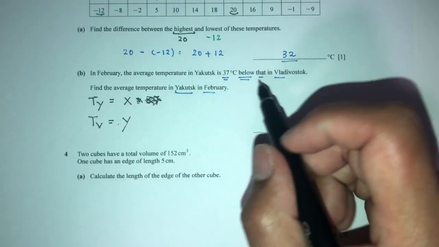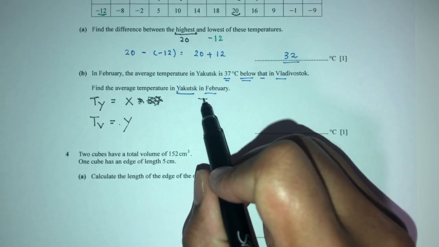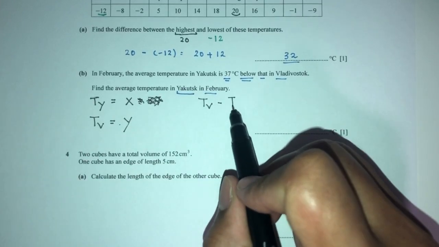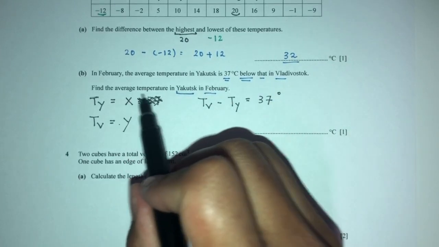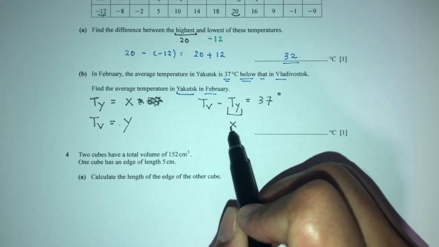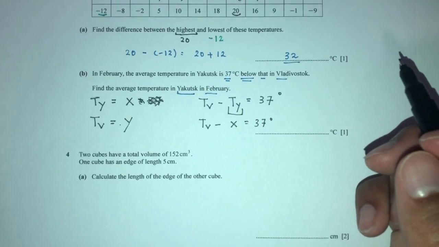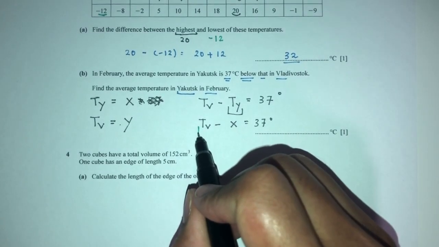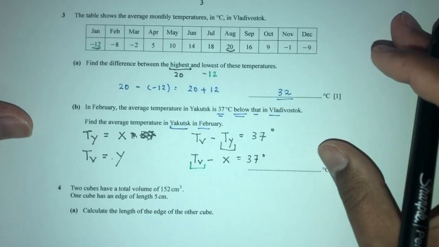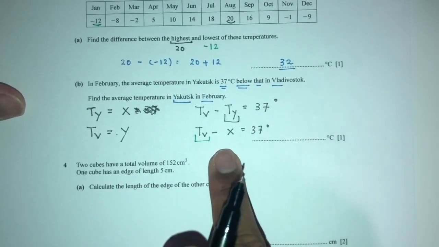So what we know is, if it is below, it means that if you were to take the temperature of this one minus the temperature of this one, you're supposed to get 37. Right, so now we have to find the temperature of this one. This is the unknown that we need to find. This is called X. So TV minus X is equal to 37. Hopefully that makes sense. We're trying to form an equation to help us know exactly what we are trying to find. So we have to first calculate this value from this table. Makes sense, right? We have this already, as you can see. And then using that value to find the value of X.